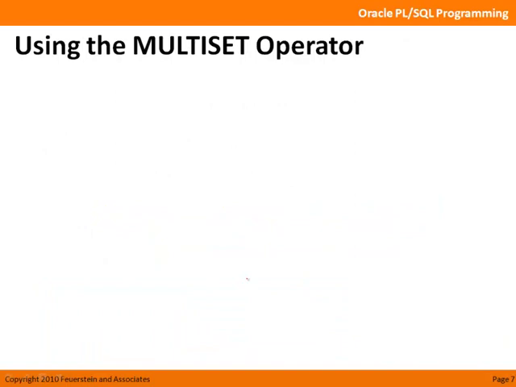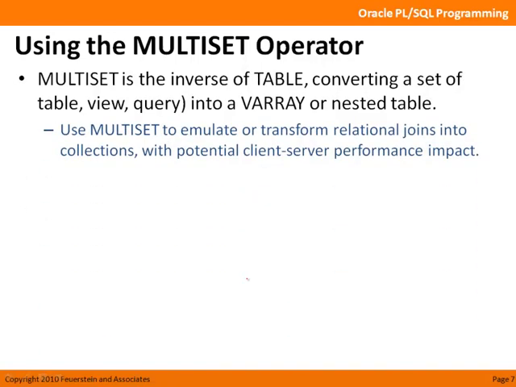Now let's take a look at the opposite approach, which is I've got data in a relational table format, a query, and I would like to retrieve it and transform it into a multiset or a collection format. To do that, I use the multiset operator. It's the inverse, the opposite of table, converting a table viewer query, basically the rows and columns of a select statement, into a V-array or a nested table.